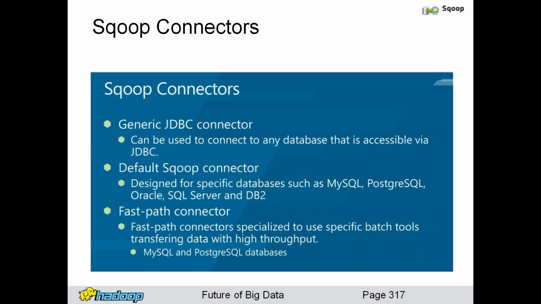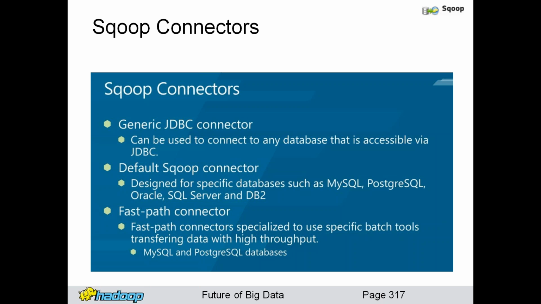The data can be exported in three different ways. One is the normal or generic JDBC connector, and there are several other default connectors available that we can use. The third type is the fast path connector, which is very important. The fast path connector is a specialized connector that uses specific batch tools for transferring data at high throughput. If you want high throughput, you can use this fast path connector.